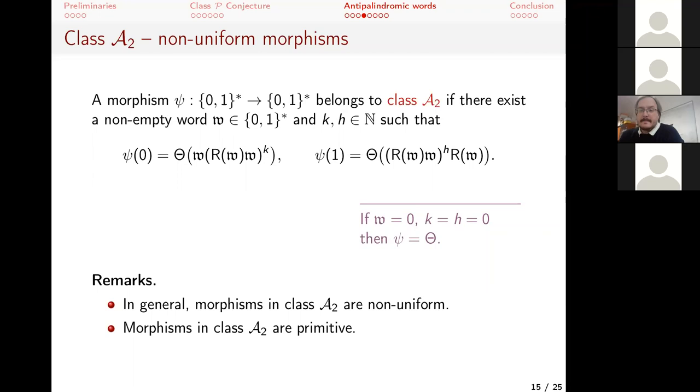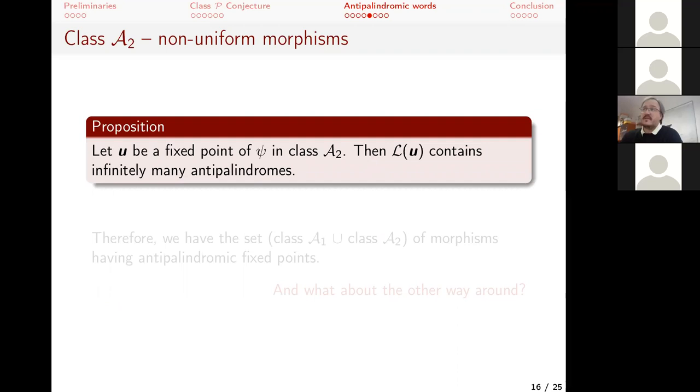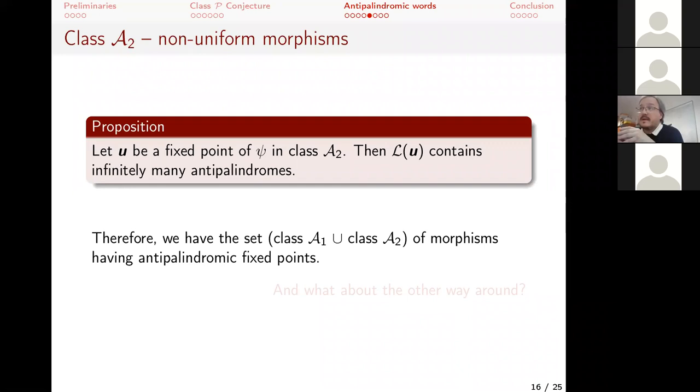Concerning this class, again, we were able to derive a result similar to that for class A1, namely the following: if I've got a morphism in this class A2, and I've got a fixed point of this morphism, then its language contains infinitely many antipalindromes. So the result is basically the same, only the proof is a little bit longer and more technical. So at this moment, we've got two classes, class A1 and class A2, of morphisms having antipalindromic fixed points.